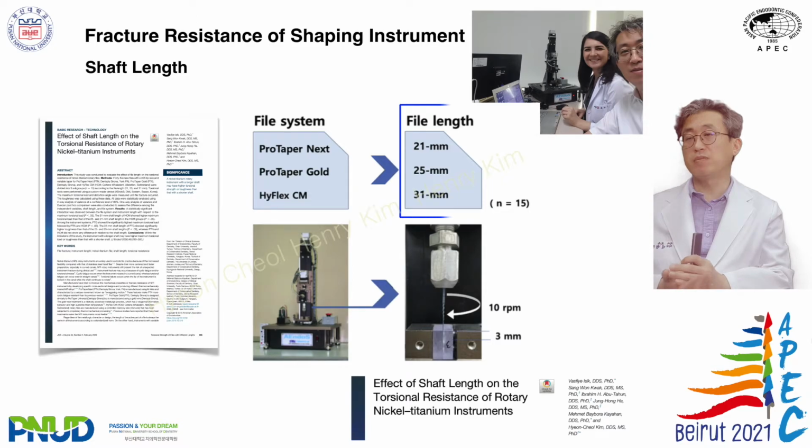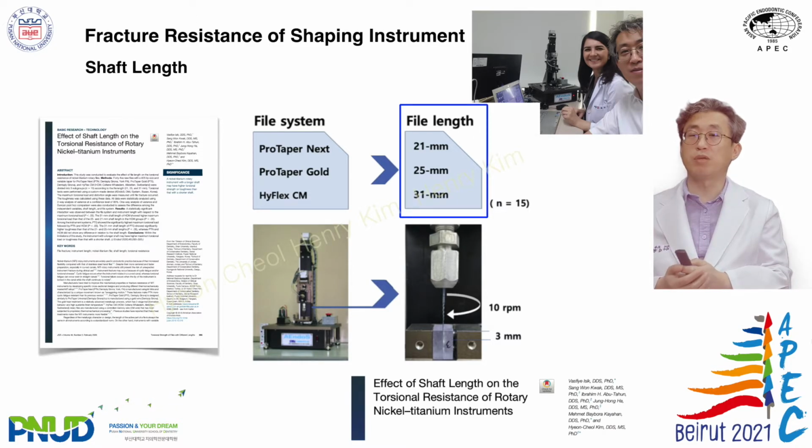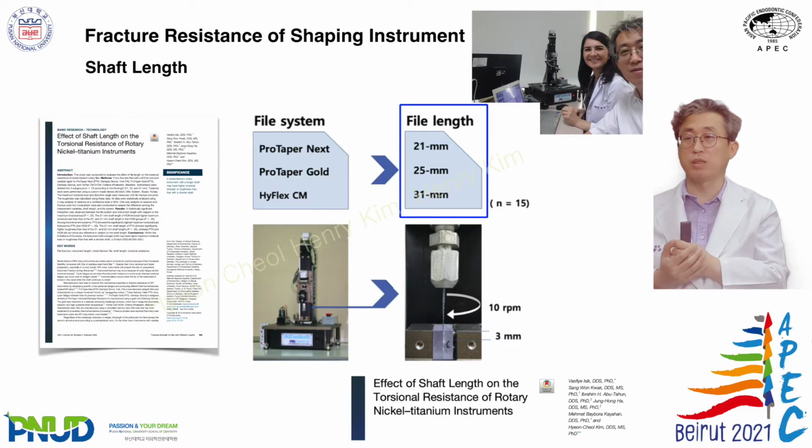Dr. Vasfi Ishik from Turkey, she visited my lab and we evaluated the torsional resistance of the instrument to see any effect from the shaft length. Because we have the instrument in the length of 21, 25, and sometimes we have the longer file, 28 or 30, 31. Here we compared the different shaft lengths. Those were 21, 25, and 31 millimeters.